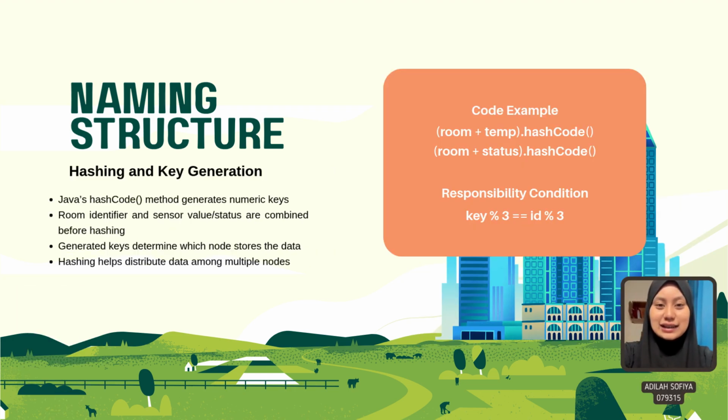After sensor data is generated, the Java hashCode method is used to convert the combined room identifier and sensor value or status into a numeric key. This key determines which node in the system will store the data. The modulo-based hash condition is then used to identify the responsible node. This process helps distribute sensor data across multiple nodes instead of storing everything in one location.